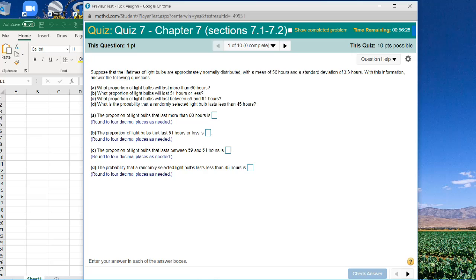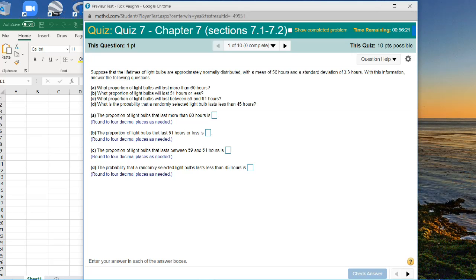We could also go back and look at Chapter 6 based on time, but you can see that I'm in the quiz. This is 56 minutes remaining. In Chapter 7, we're looking at the normal distribution. I know that it's a normal distribution because it says normally distributed, and they're talking about the mean, the average lifetime of a light bulb. It's a continuous variable. And so they want to know what the probability is, the proportion that are going to be above, below, or between different values. And so these are straightforward applications of the normal distribution given the mean and the standard deviation.